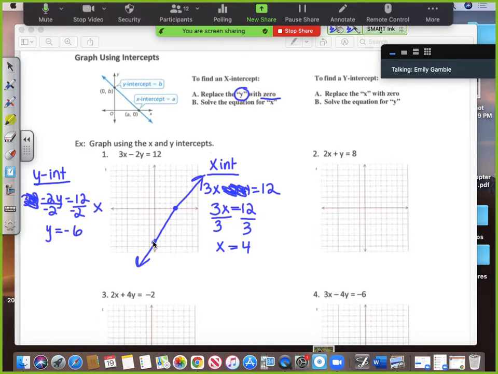A lot of you did such a nice job on the quiz showing me the 2 points you used for your x and y intercepts and then connecting those points to make your line. I was very impressed. What I want you to do is just review this idea with numbers 2, 3, and 4. I'll give you maybe 4 to 6 minutes, and then we'll go over them.